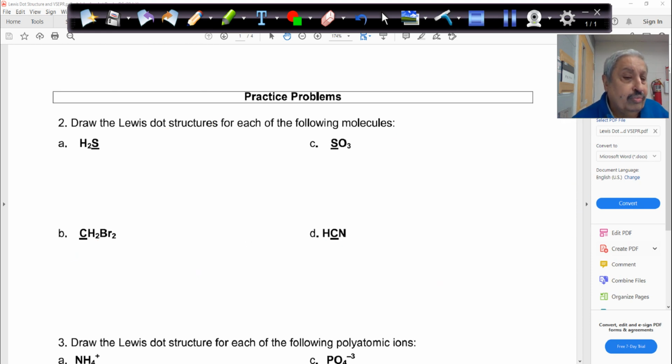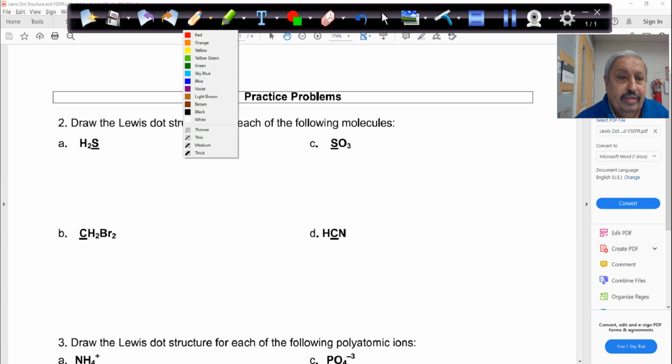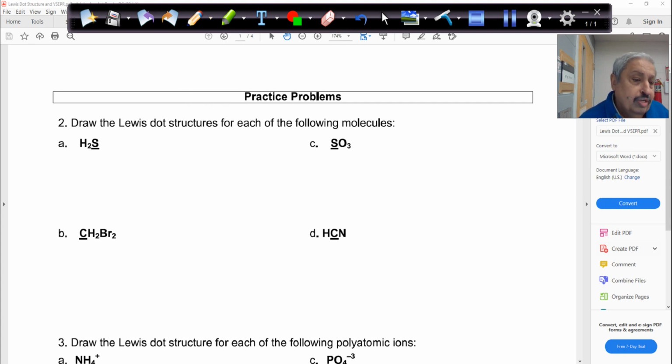Now hydrogen, we know the first one. Let's take the first one. Just switch color. So hydrogen is always at the edge because it has one valence electron. It cannot be in the middle. It's not connected to two valence electrons. It has only one. So here we'll put the sulfur in the middle. Hydrogen is here, connected by a single bond with the hydrogen.